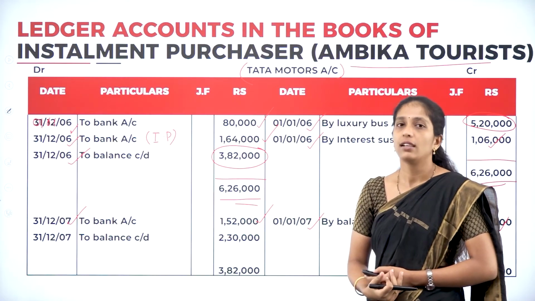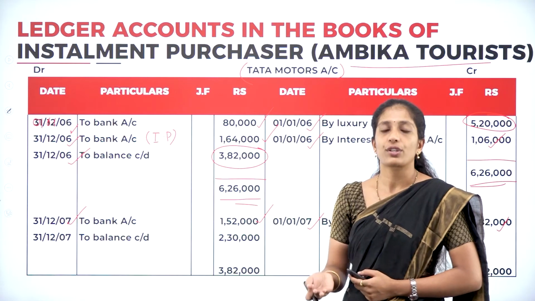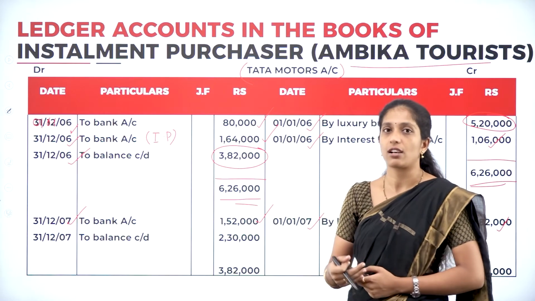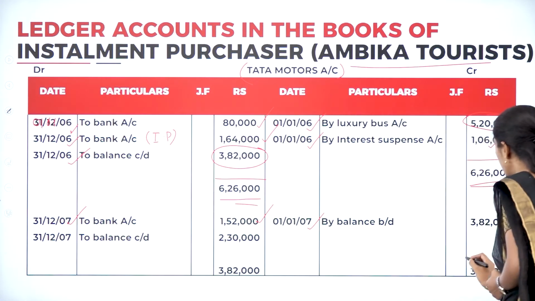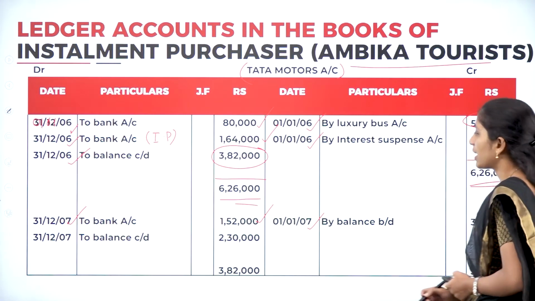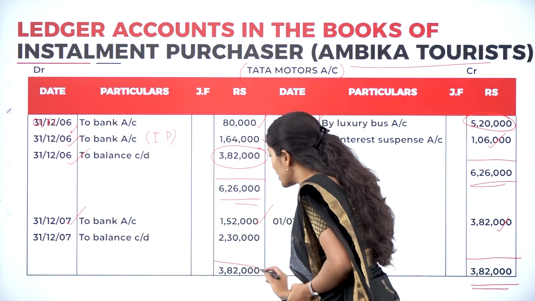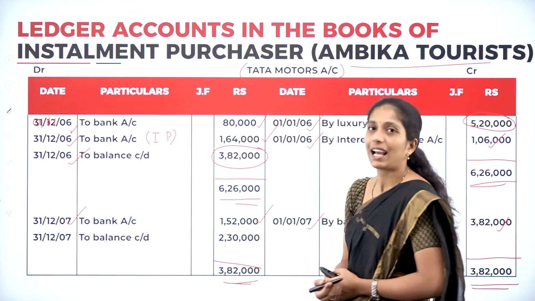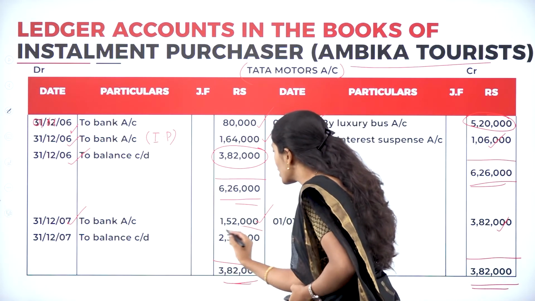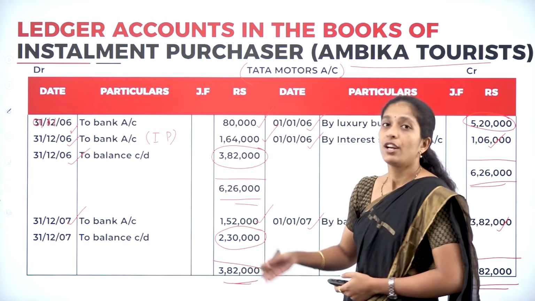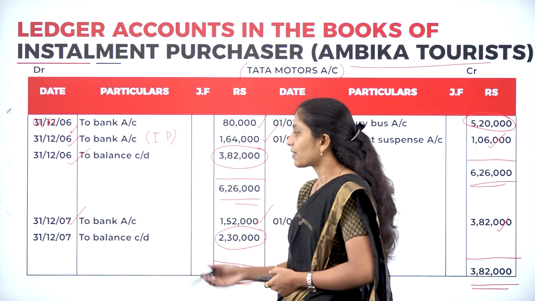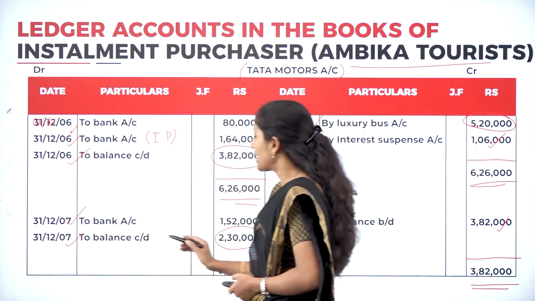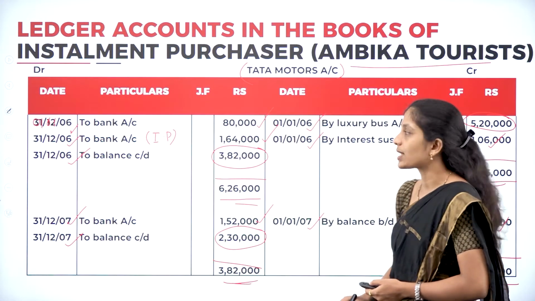Next is charging depreciation, you are not going to record. Next, transfer to profit and loss account. You are not going to record here. Now balance both the sides. In your credit side is 3,82,000, whereas in debit side it is only 1,52,000. So you'll get a balancing figure of 2,30,000. This balance has to be carried down to the next year, that is 31/12/07 to balance carried down 2,30,000.